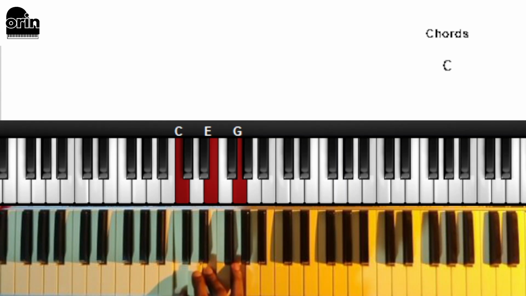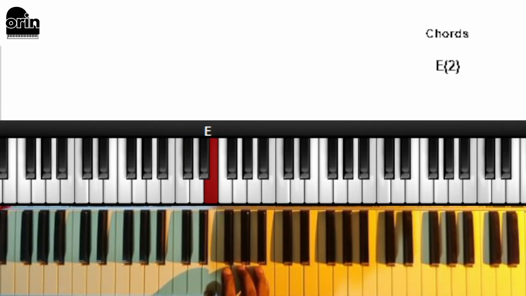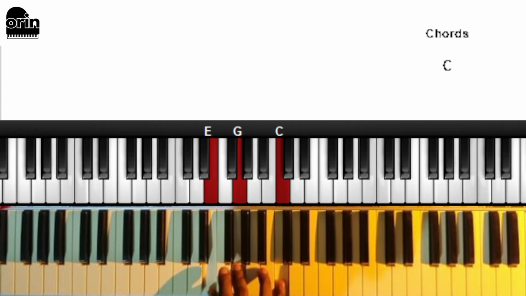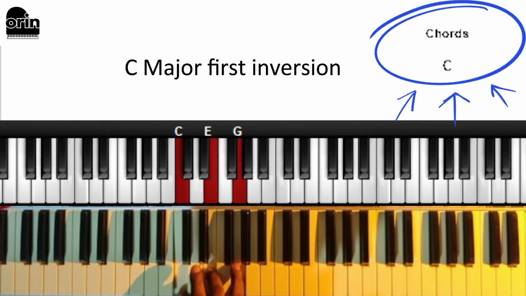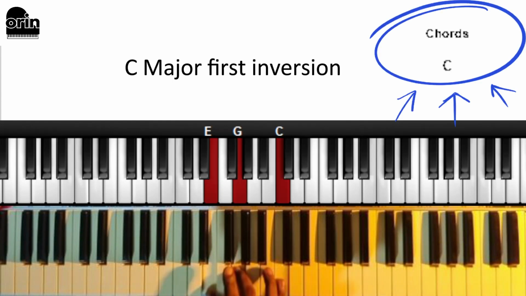The first inversion means E will be the lowest note. So how do we do that? To achieve that, this C has to go away and go to a higher position. That means this will turn to this. So you can see on the screen that when I press this, it was C. When it was this two, it was still C.